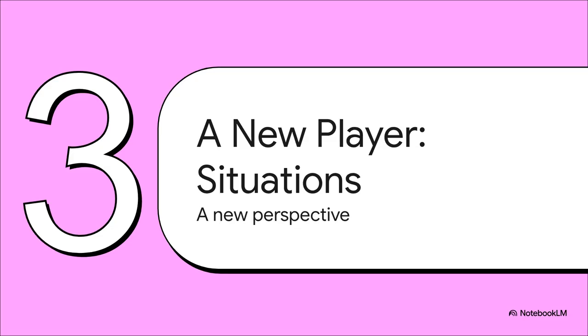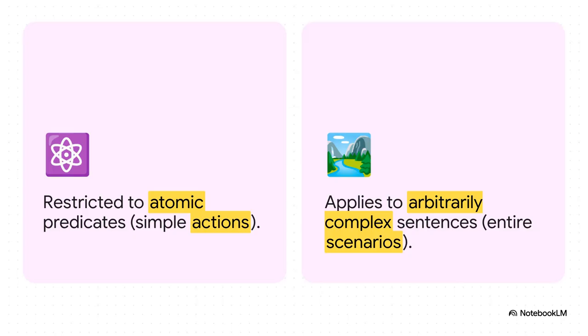But that limitation really opened the door for something new, a completely different way of thinking about the problem, a challenger approach that basically flipped the script. And that's where situation semantics comes in. The difference between the two is pretty much night and day. Remember how the Davidsonian model was stuck with those super simple, basic actions? Well, situation semantics was built from the ground up to tackle those arbitrarily complex sentences we were talking about. Its whole purpose is to see the entire picture.